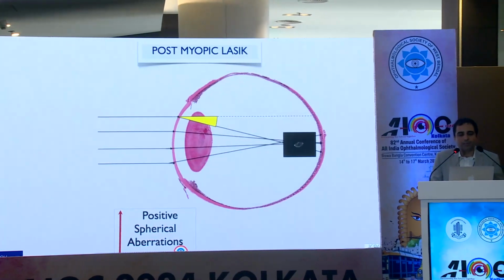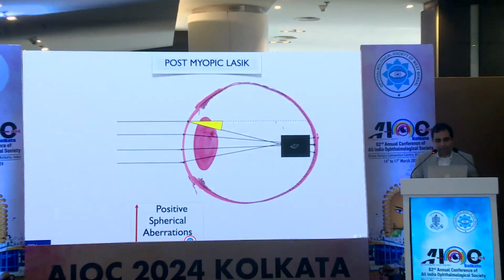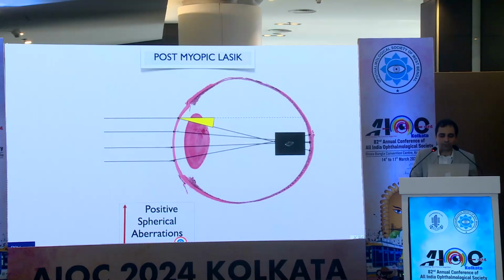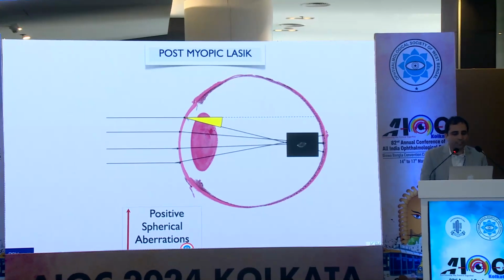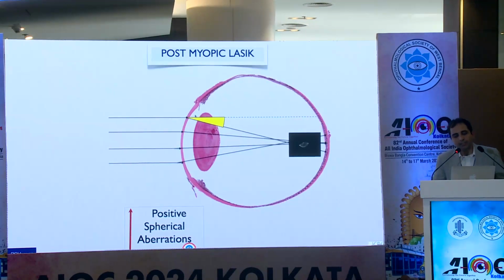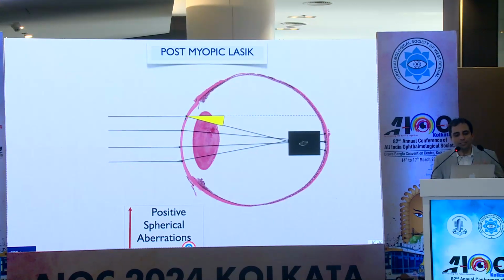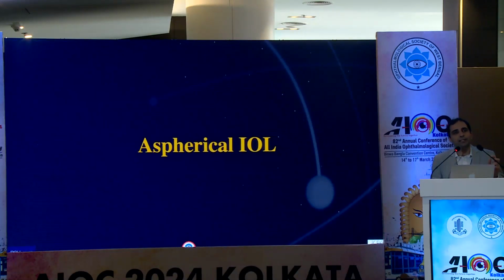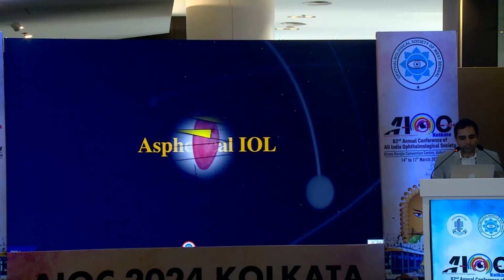When we do a myopic LASIK, that would mean that we are flattening the central part even further, which means the positive spherical aberrations will actually increase because relative to the center, the periphery will become further more steep. And therefore, if a patient has undergone a myopic LASIK, you would rather have an aspheric IOL, which means an IOL with negative spherical aberrations rather than a spherical IOL with positive spherical aberrations.